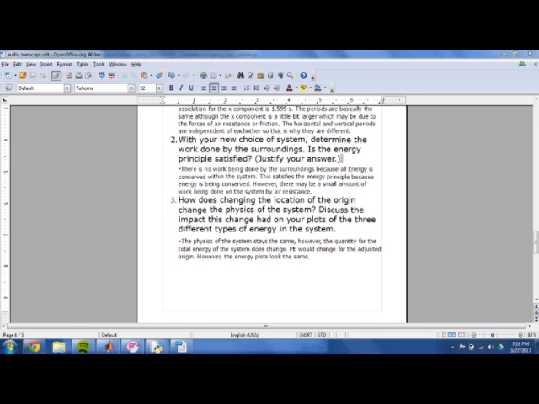The third question asks, how does changing the location of the origin change the physics of the system? Discuss the impact this change had on your plots of the 3 different types of energy in the system. Well, the physics of the system stays the same. However, the quantity for the total energy of the system does change. Potential energy would change for the adjusted origin. However, the energy plots look the same.